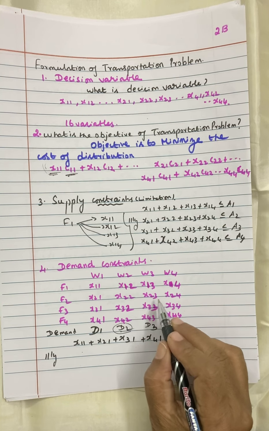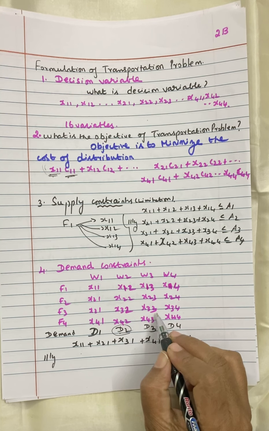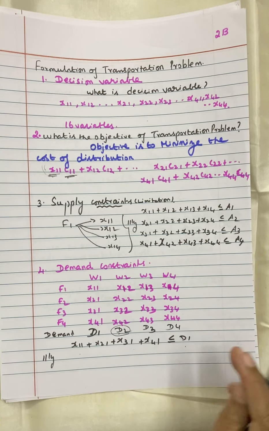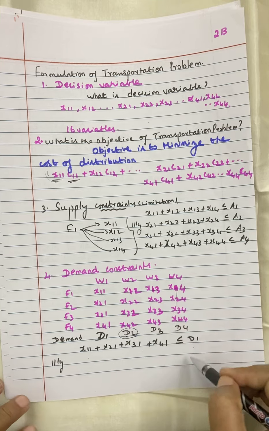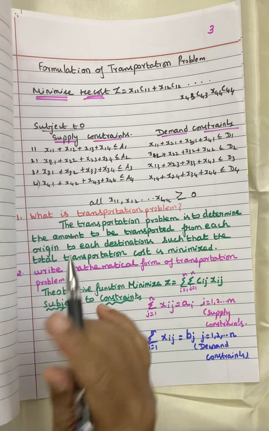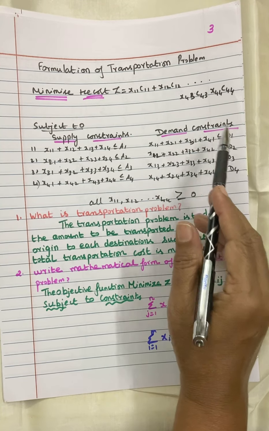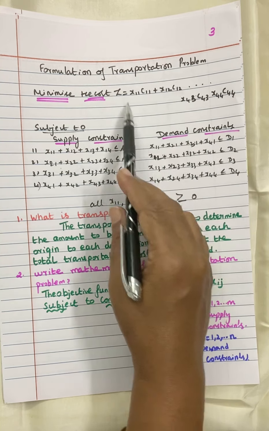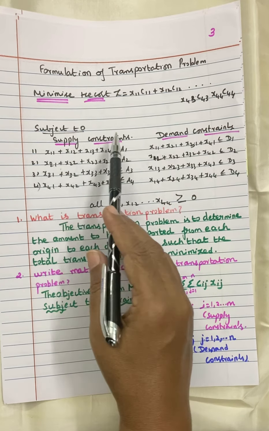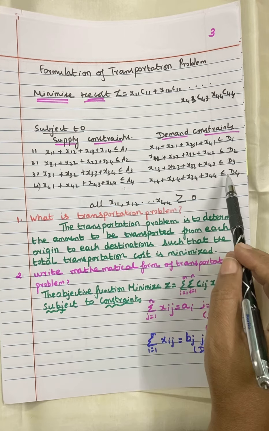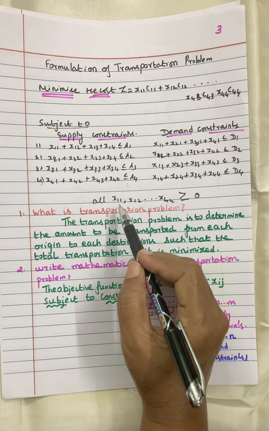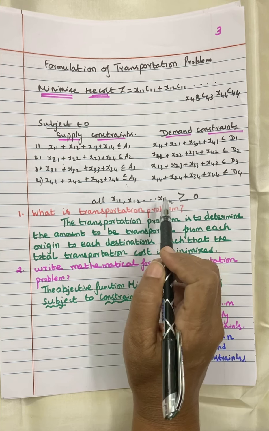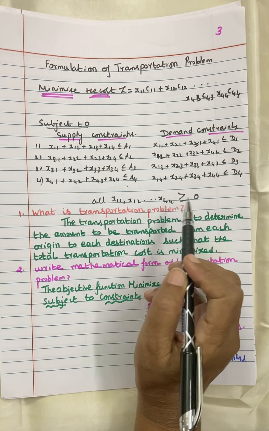X13, X23, X33, X43 must be less than or equal to D3. Similarly, the last one. So that is the demand constraint. For formulation of the transportation problem, we have to minimize this cost. The supply constraint is this and the demand constraint is this. We know all Xij is the number of products, so surely it has to be greater than or equal to 0.